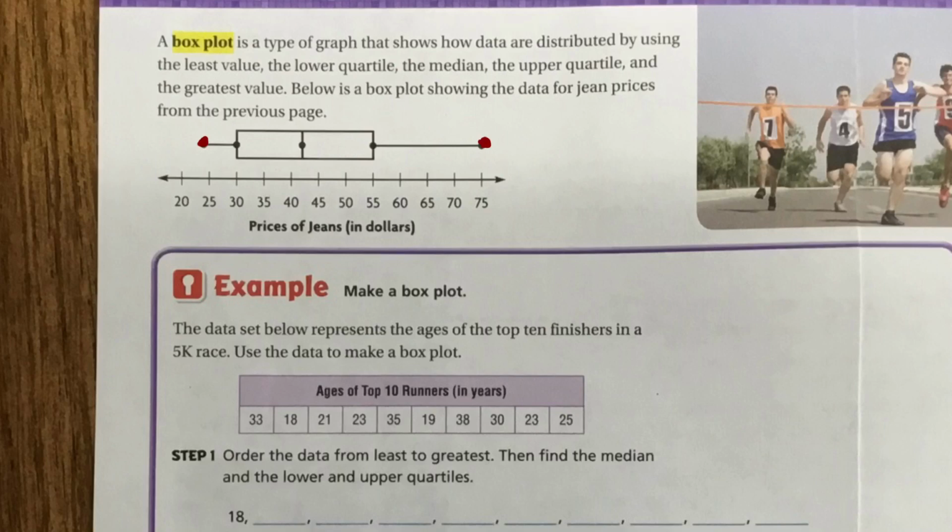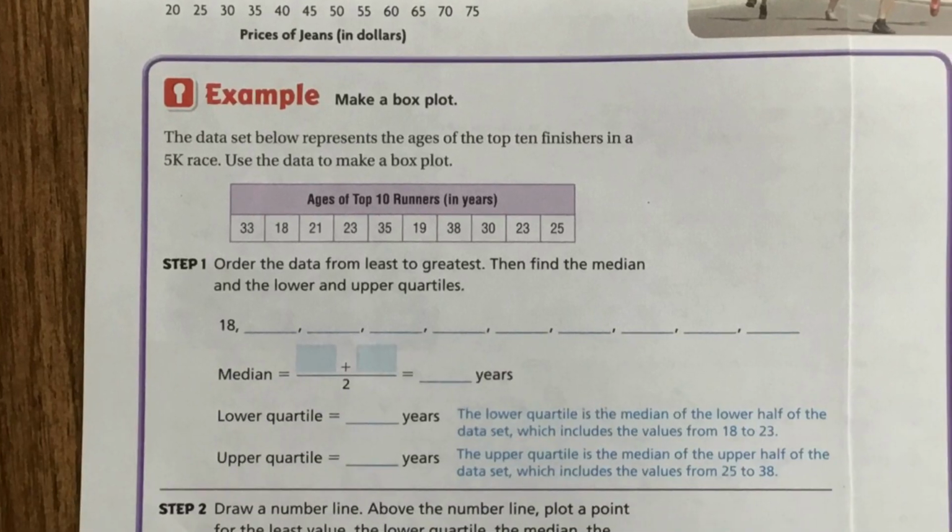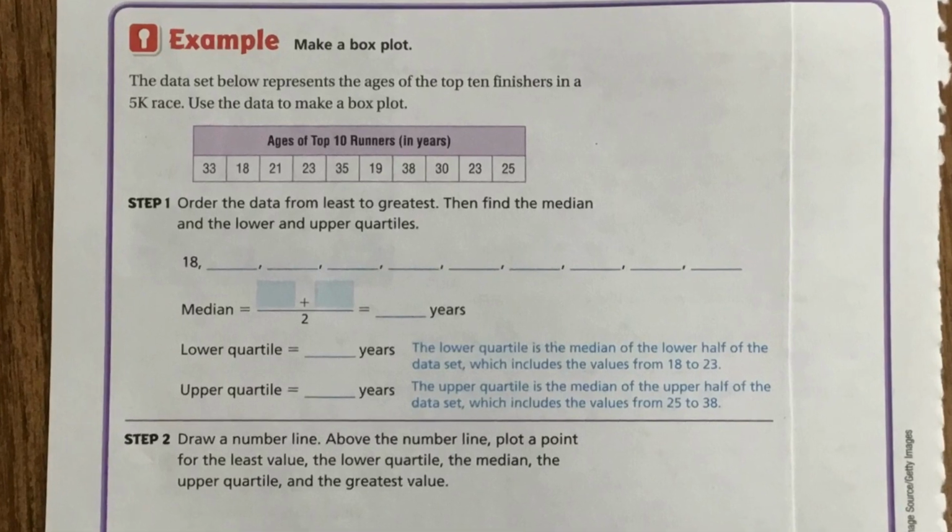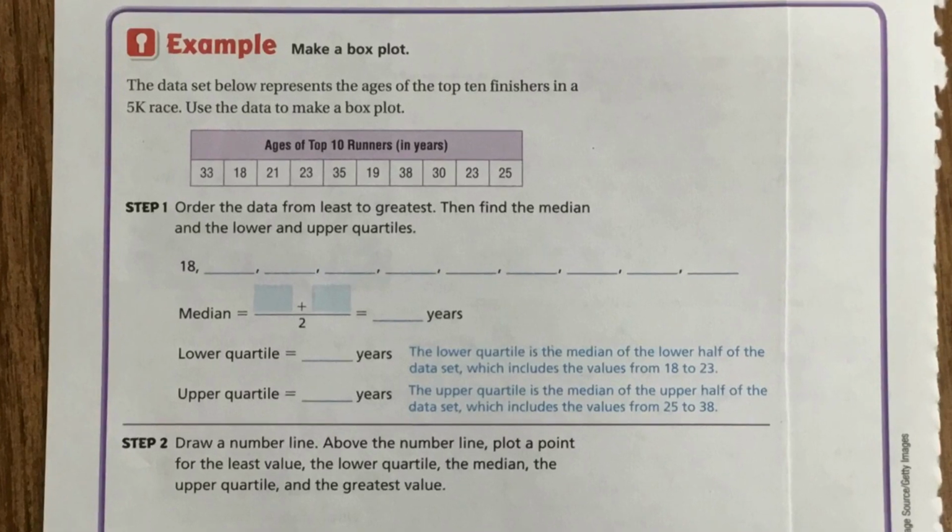Okay. What was my lower quartile? 30. What was my median? 42. And my upper quartile? 55. And then they made a box from the lower to the upper, and then did a vertical line for the median, and made whiskers, and there's your box plot. Okay? All right, let's make a box plot then. Are you ready?